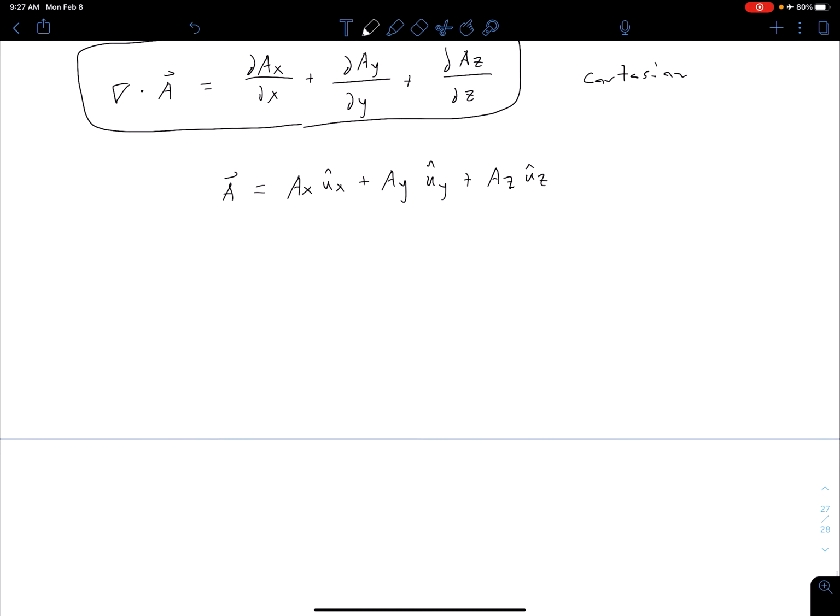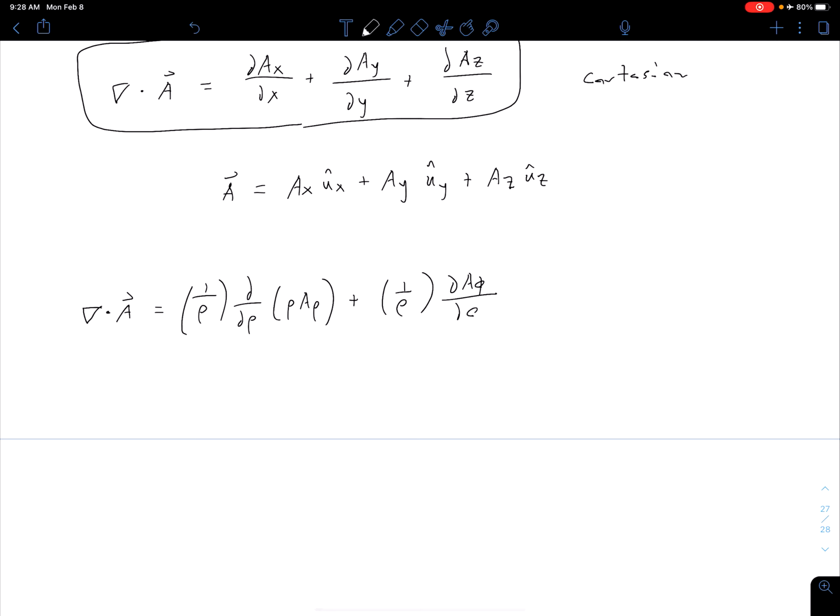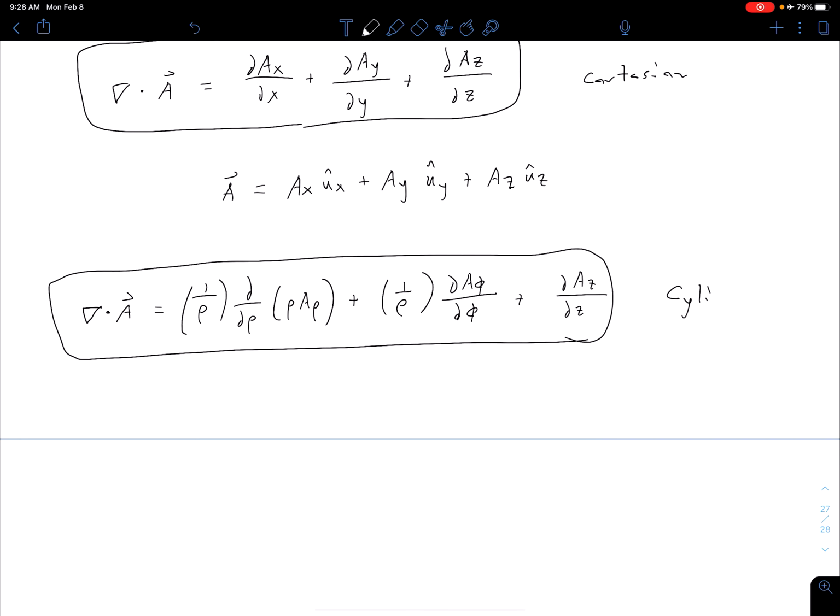Okay, so now for our cylindrical coordinates, the divergence of A is equal to 1 over rho times the partial with respect to rho of rho A rho. So A sub rho there is our rho component, plus 1 over rho times the partial of A sub phi, our phi component, with respect to phi, and then plus the partial derivative of our z component of A with respect to z. And that is the equation for our cylindrical coordinates.